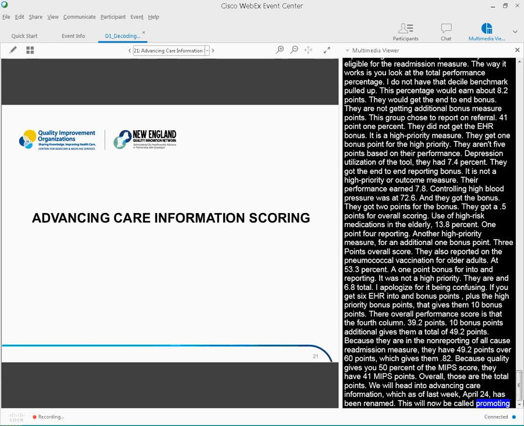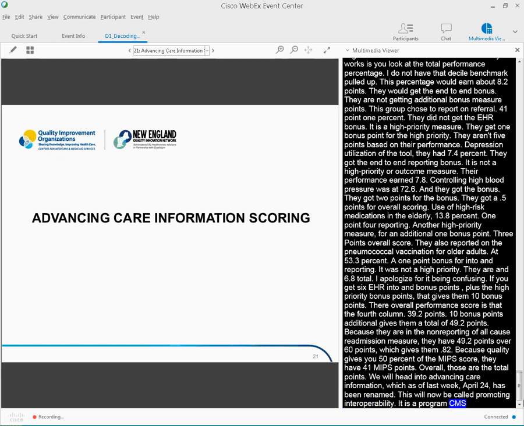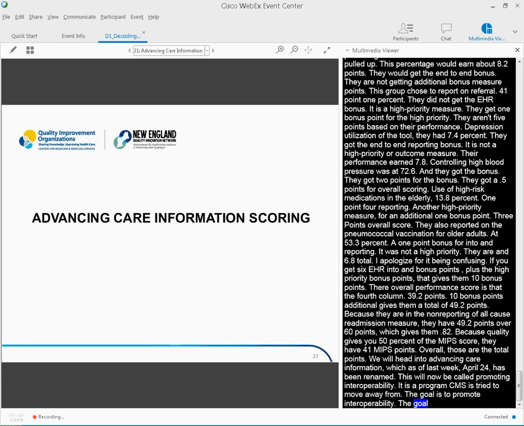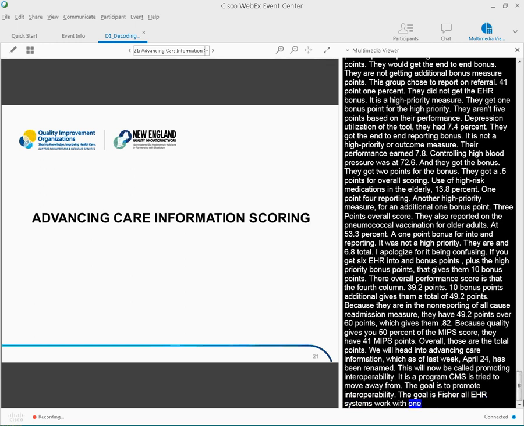This is a program that CMS is trying to move away from meaningful use. Obviously, advancing care information had already moved away from that name. But really the goal is to do just that, promote interoperability. So the goal is to make sure that all of our EHR systems are working with one another, passing data easily back and forth, that's usable data.